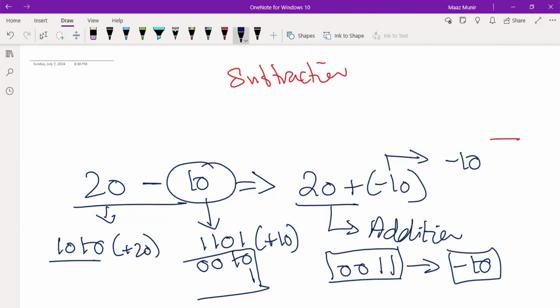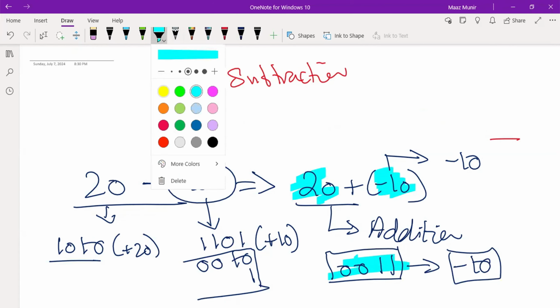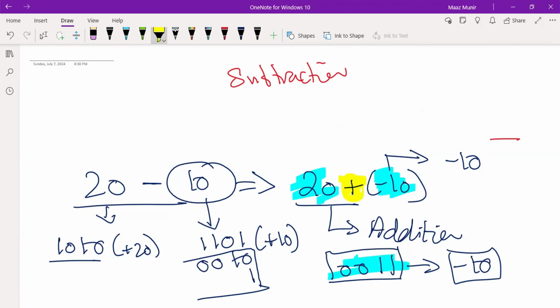Now we want to subtract the two values. Just add the two values, because we solved this part of the parenthesis. We have positive 20, negative 10 is basically this, and now what's left is a simple positive sign in between. So let's add the two forms. We have 1010 and 0011. Now we need to add. 1 plus 0 is 1. 1 plus 1 is 0 with carry 1. 1 plus 0 is 1, and 1 plus 0 is 1.